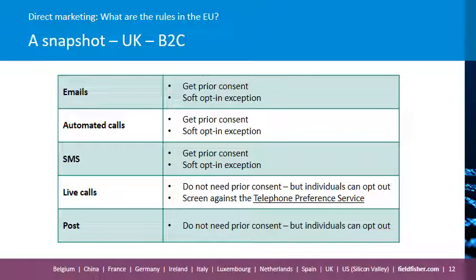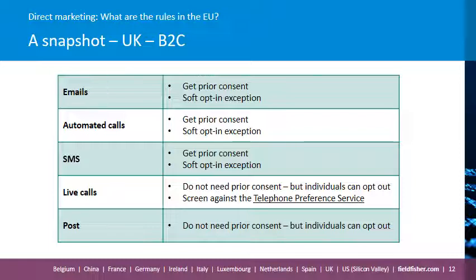Now, the rules relating to live calls and postal marketing are not quite as strict. So as you can see, you can carry out telephone direct marketing calls without consent, provided that you give individuals the right to opt out. And then very importantly, in the UK, there is a legal requirement to actually screen your telephone marketing databases against the Telephone Preference Service, or the TPS. So anyone that's registered with the TPS, you are not permitted to market to. So you have to opt them out of your marketing database if they're already included.